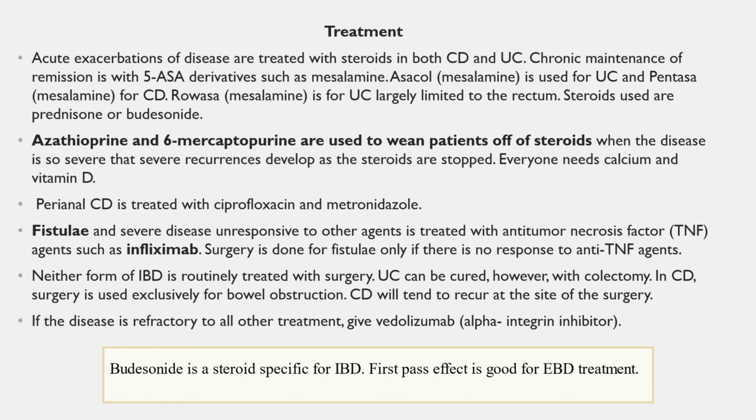Asacol or balsalazide is used for UC, and Pentasa, also mesalamine, for CD. Rowasa, which is again mesalamine, is for UC largely limited to the rectum. Steroids which are used are prednisone or budesonide.